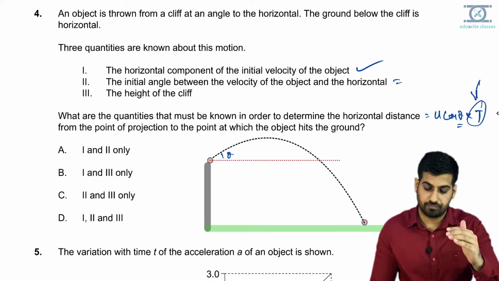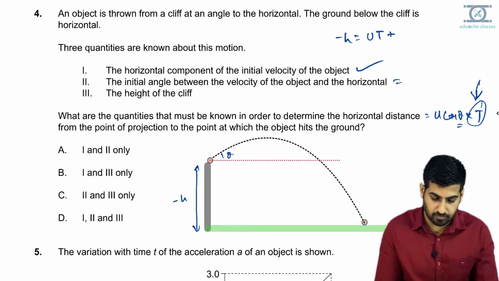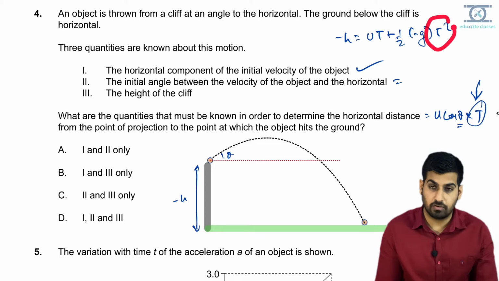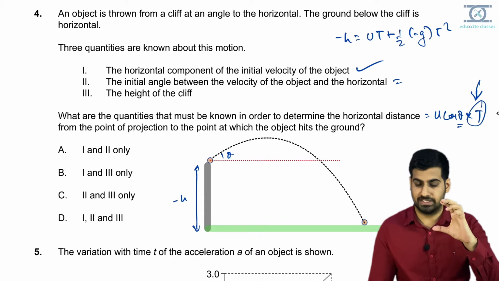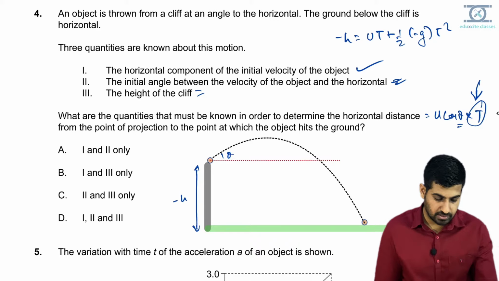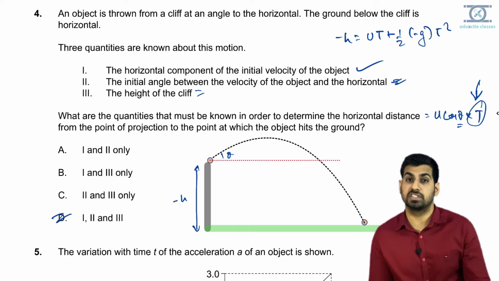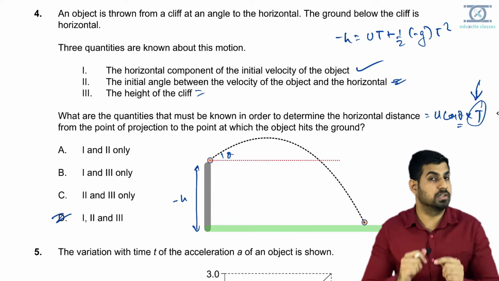measure the time, because using this, let us say this has a height h and taking the downward direction as minus, so minus h equals u t plus half minus g t square. So for calculation of t we require the value of h. So the height of the cliff is also required. So all these three values are required. So the answer is D, that is first, second and third. All the three values must be known in order to calculate the horizontal distance.